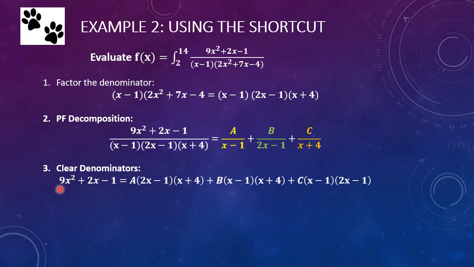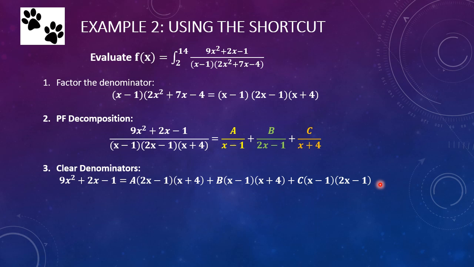Of course, on the left, everything disappears, and then for each factor, whatever factor is not in the denominator is what is left there. So since x minus 1 is in the denominator of A, we're left with A times 2x minus 1 and x plus 4, the other pieces that are missing. For B, it's the other two factors besides 2x minus 1, as you can see here. And for C, it's the other two factors besides x plus 4. Okay?